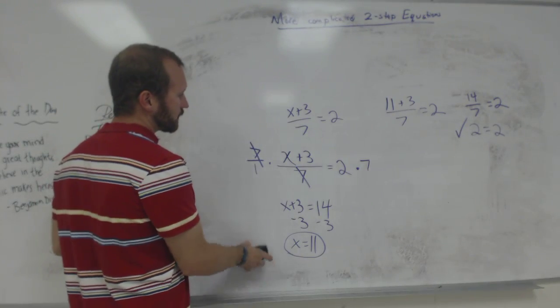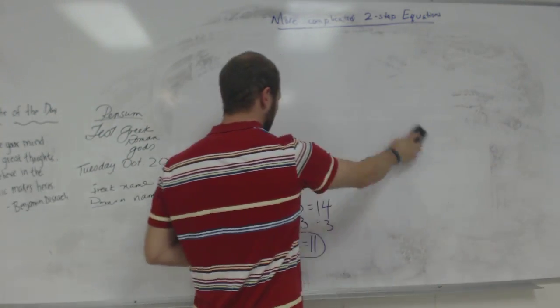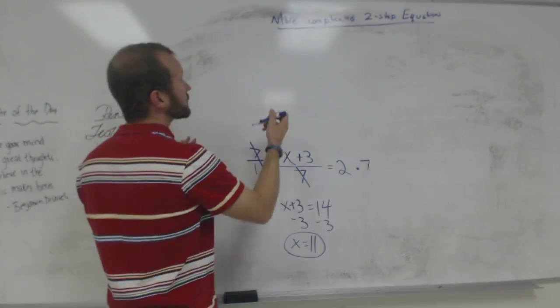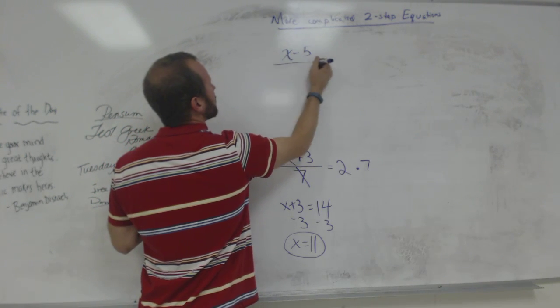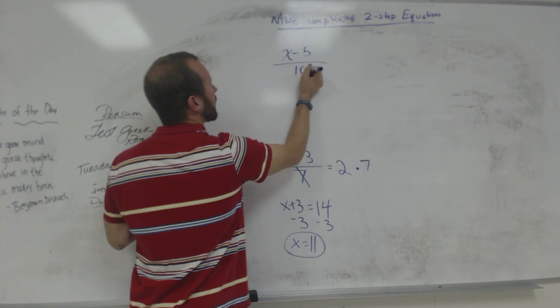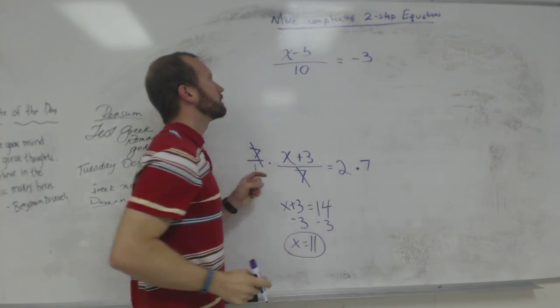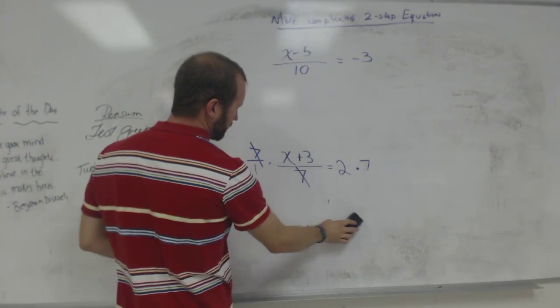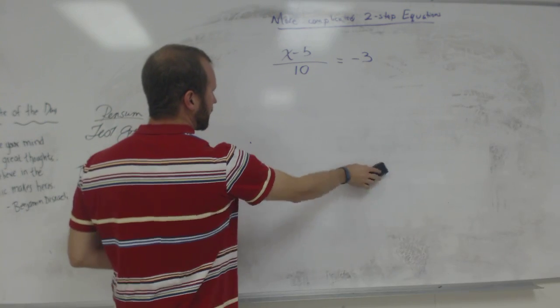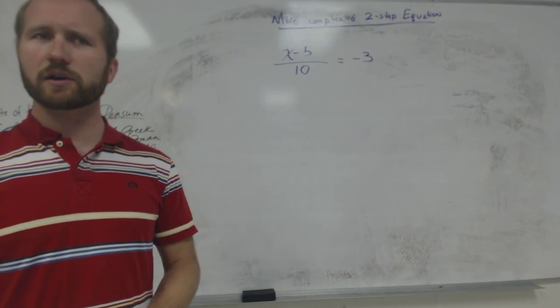Let's do another one that's similar to this. Let's say I have something like x minus 5 over 10 equals negative 3. All right, what am I going to do when I see this problem? I want to get x all alone. What would be the easiest way to start out in this problem?